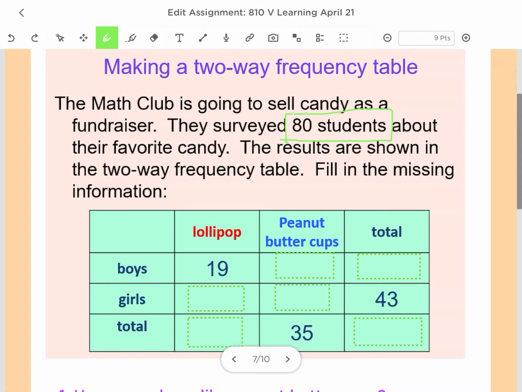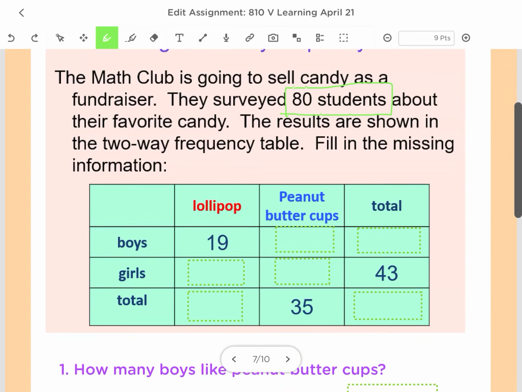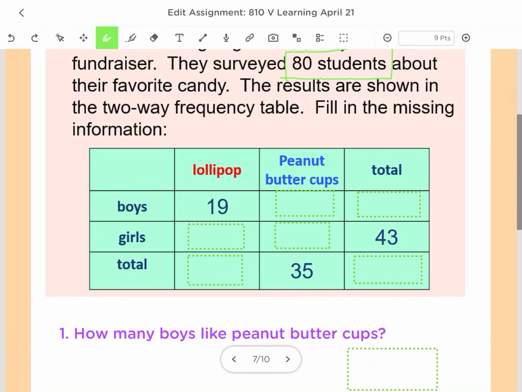The results are shown in the two-way table. Fill in the missing information. So since I know there's 80 students, make sure again that you're typing these in the box because it will tell you if it is right or wrong. There was a total of 80, which will always go in that bottom corner right there.